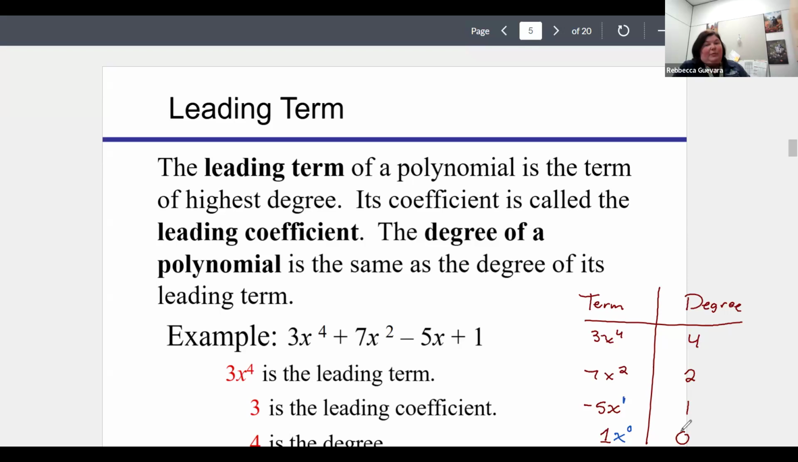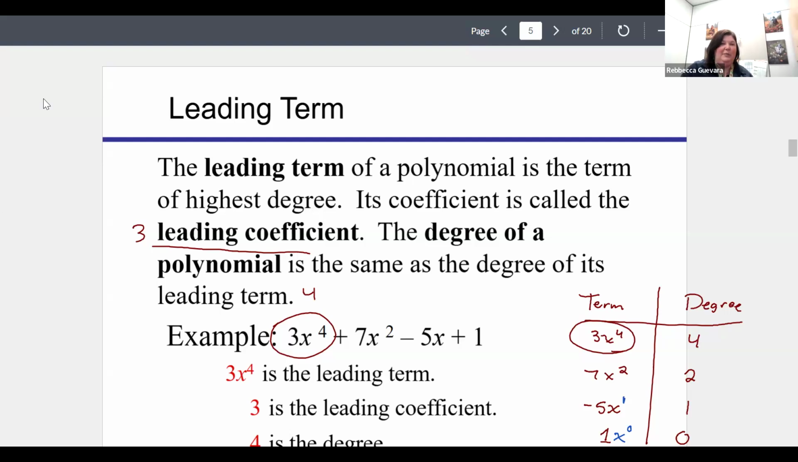So your leading term of a polynomial is the term of the highest degree. So this one has the highest degree. That is my leading term. The coefficient of that leading term is going to be called your leading coefficient. So in this case, it would be that 3. The degree of the polynomial is the same degree as the leading term. So the degree of my polynomial would be 4.